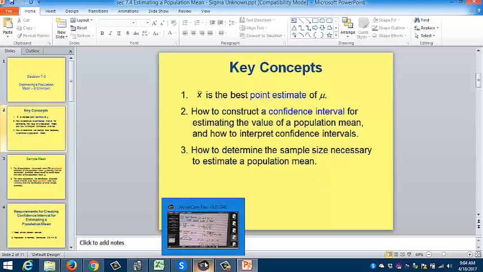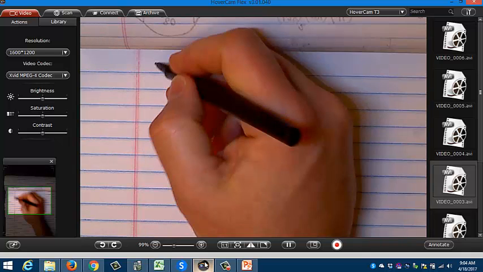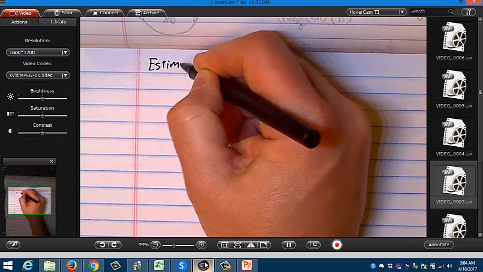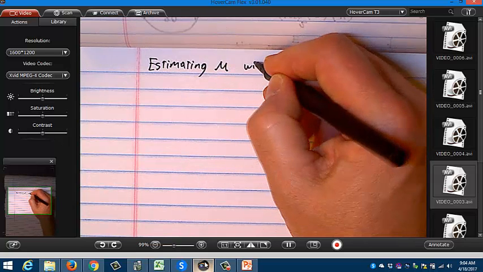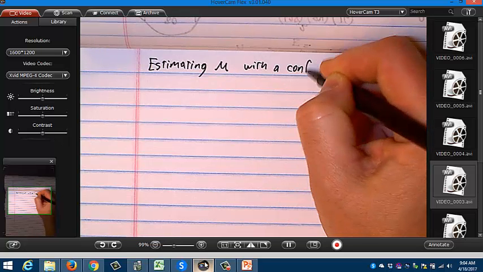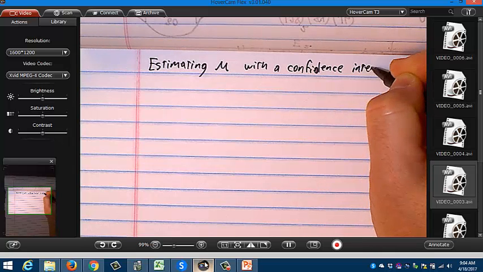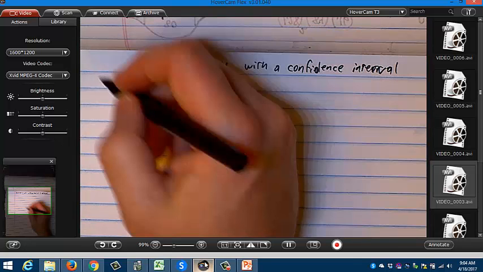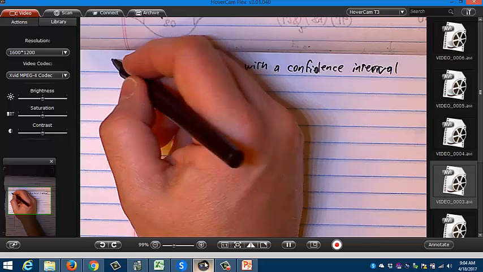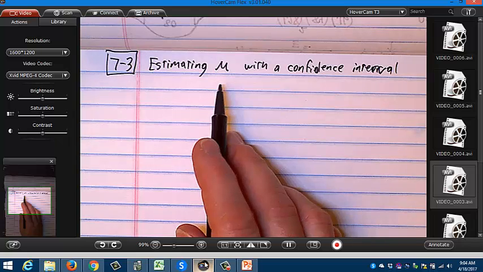Right? So again, the goal here is to estimate mu with a confidence interval. That's the game. And so this is chapter 7, section 3, right? We want to estimate the population mean with a confidence interval.